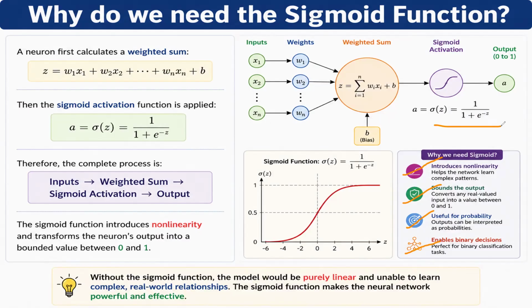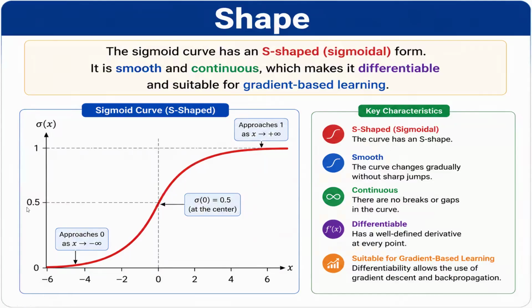Again, the formula remains the same. So input and weight are combined, and then bias is added, and then it is passed to sigmoid activation function. So sigmoid activation function is applied on the neuron. So what is the shape? You can see in the figure, the shape of sigmoid activation function is S shape, and output ranges from 0 to 1. So key characteristics, this curve is S shape. The curve is also smooth. There are no breaks or gaps in the curve. It has a well-defined derivative at every point and it is suitable for gradient-based learning.